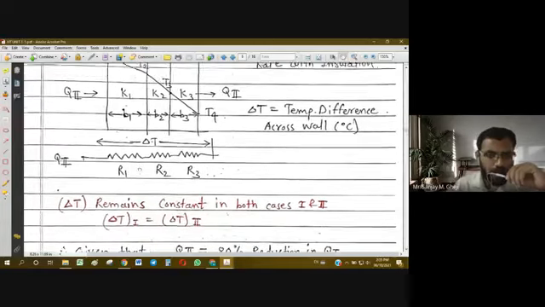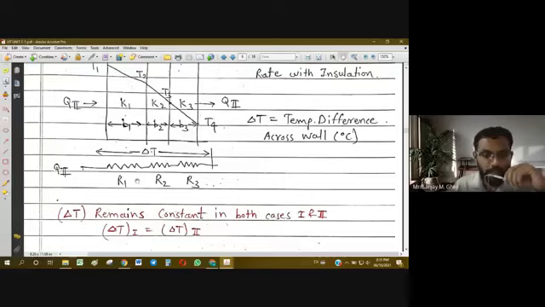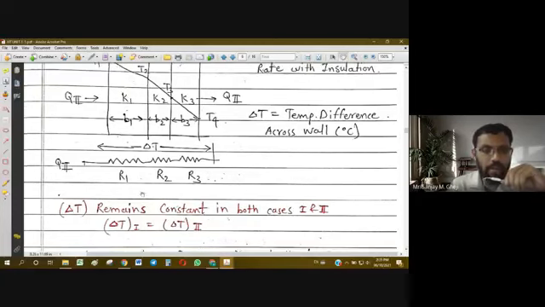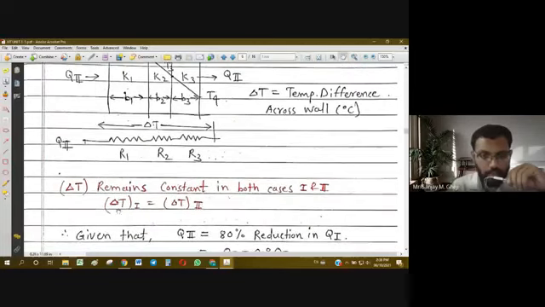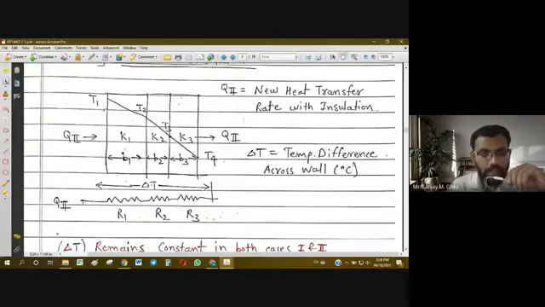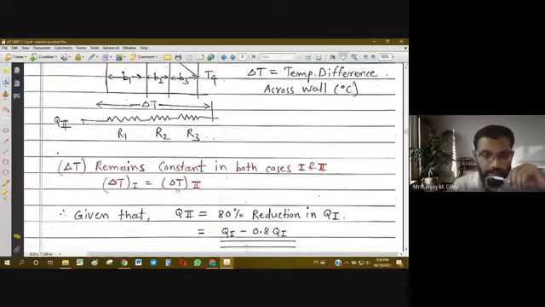Now here we will use the condition that, because we are comparing two cases, and whenever we compare two cases, we should have some common basis. So we will take temperature difference to be the common basis. Let us say that condition is delta T remains constant in both case 1 and case 2. So delta T in case 1 equal to delta T in case 2. In case 1, temperature difference is only T1 minus T3. In case 2, temperature difference will be T1 minus T4. Both temperature differences will remain same.